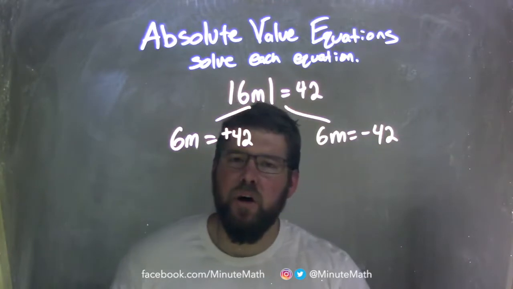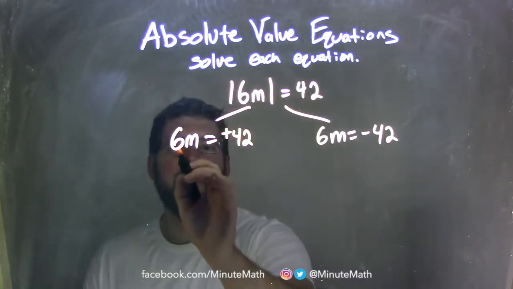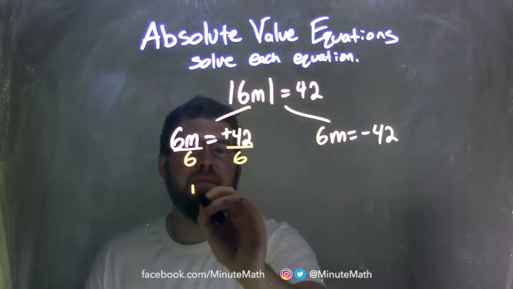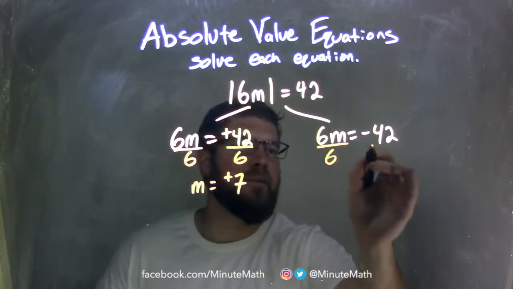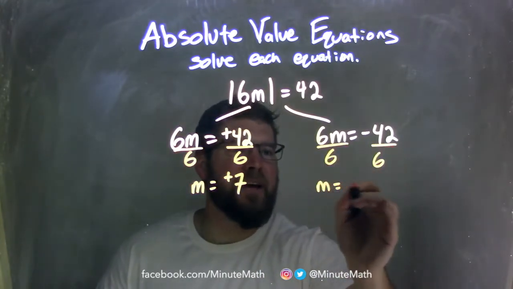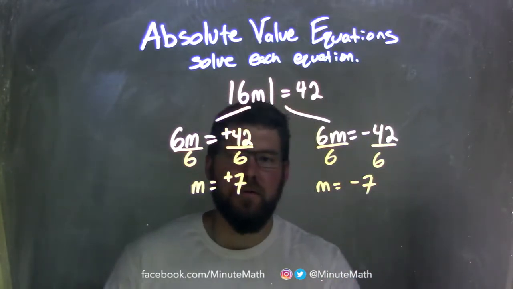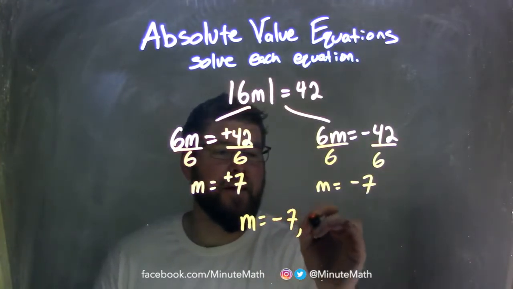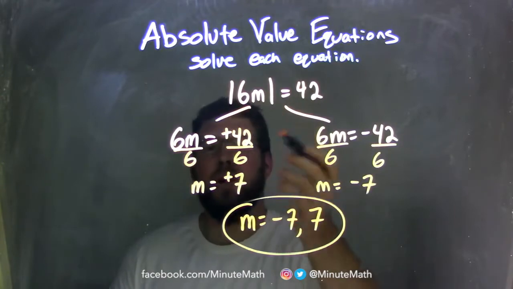And now we have to solve each part individually. So first step here, I'm going to times 6 and divide by 6 to both sides. And we're left with m equals a positive 7. And here I'm going to divide by 6 to both sides as well. And I have m equals a negative 7. Okay? And so my answers here, I have two answers, m equals a negative 7 and a positive 7. And there we go. We have two solutions that work for this equation.